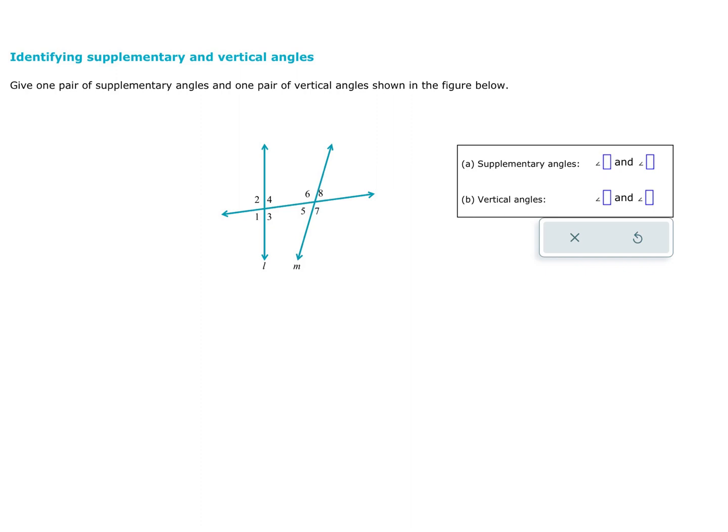This topic is identifying supplementary and vertical angles. And before we look at these examples, let's define what supplementary and vertical angles are. So if we have two intersecting lines, we've created four different angles. I'm going to call these angles A, B, C, and D.